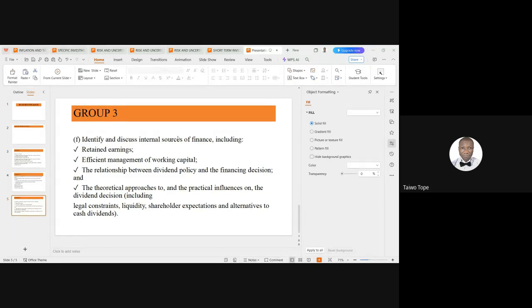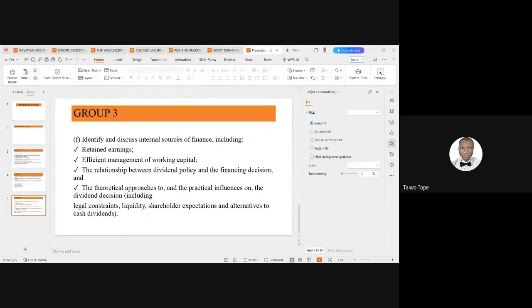And the more retained earnings you have, the more money you have for expansion and business growth. And in the long run, you have more dividend to share, because as your business expands, you make more profit that will be distributed in the future in the form of dividend.